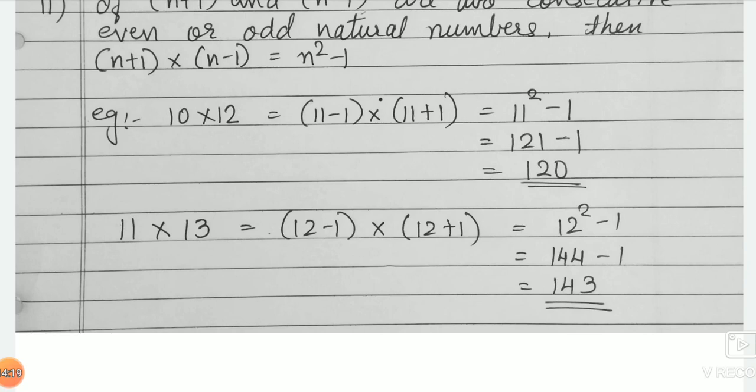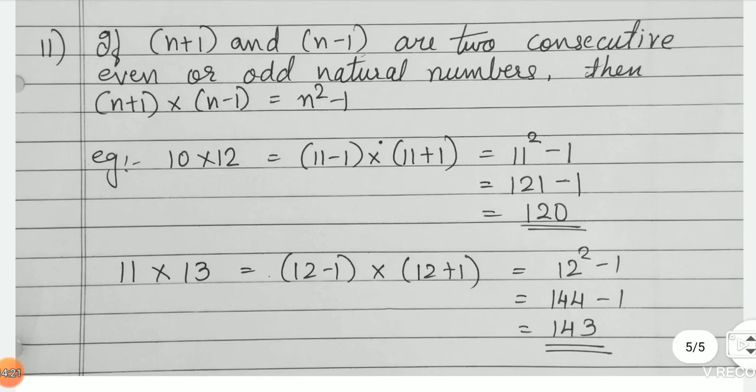For an odd number example, I have taken 11 and 13. So here our n will be 12. 11 is 12 minus 1 and 13 is 12 plus 1. So that will be equal to 12 squared minus 1. Now the square of 12 is 144. So 144 minus 1 is 143. And if you multiply 11 by 13 directly, your answer will also be 143.